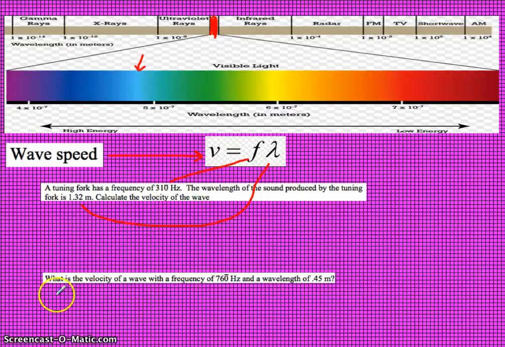Now here you have, what's the velocity of a wave with a frequency of 760 hertz? That's something you just put in on the frequency. Remember, frequency is hertz, and wavelength in this case is pretty small, 0.45 meters. So the wave speed would be just simply plug in 760 times 0.45 meters, which is somewhere around the 300-something range. As far as 300 meters per second is what that would end up being.